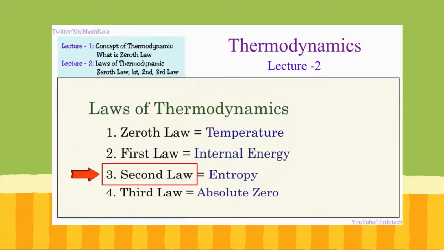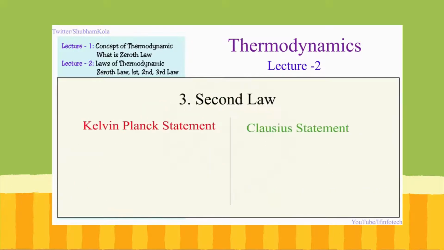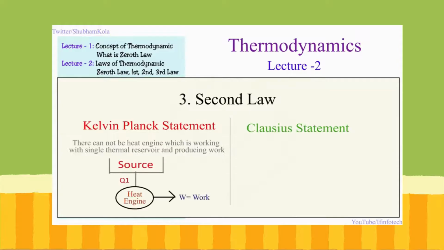This is the second law. In the second law of thermodynamics, there are two statements, that is Kelvin-Planck statement and Clausius statement. The Kelvin-Planck statement says there cannot be a heat engine which is working with a single thermal reservoir and producing work.